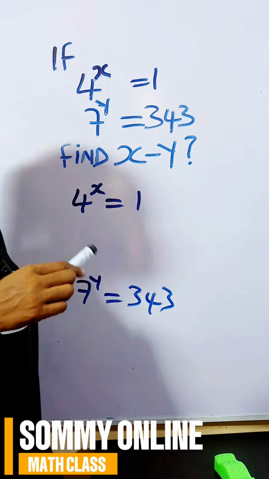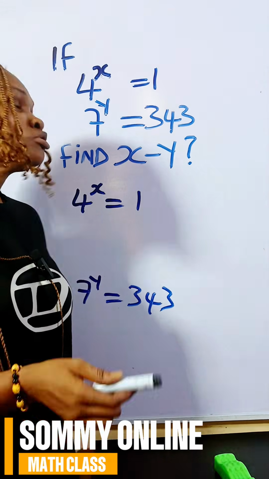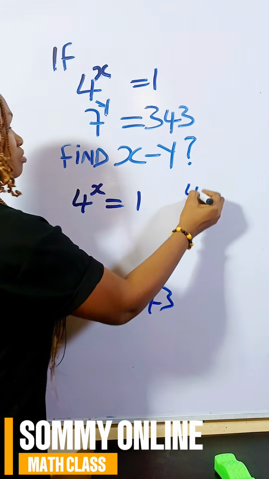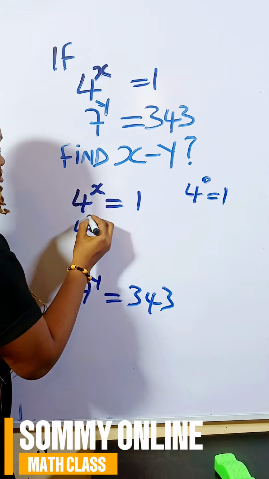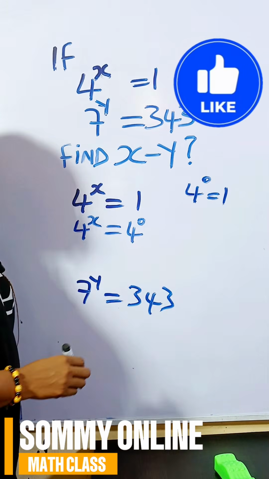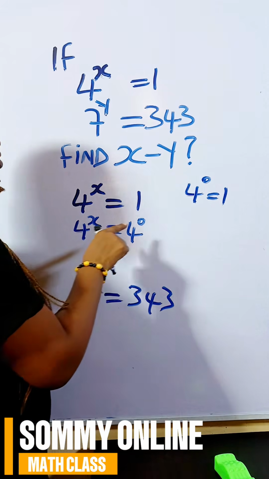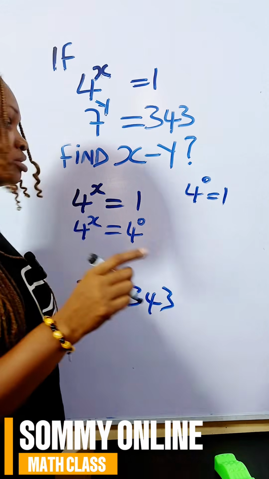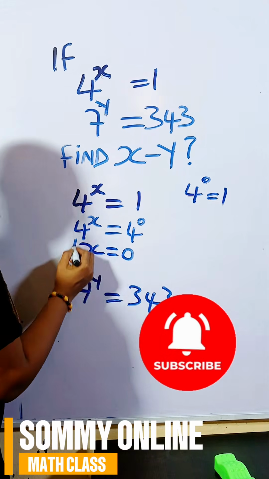Now, remember that 4 raised to power 0 is equal to 1, right? So, 4 raised to power 0 is equal to 1. Therefore, we now have 4 raised to power s is equal to 4 raised to power 0. Now, remember the law of indices that says whenever you have the same base, you equate the powers. So if you equate the powers now, we have s equal to 0.